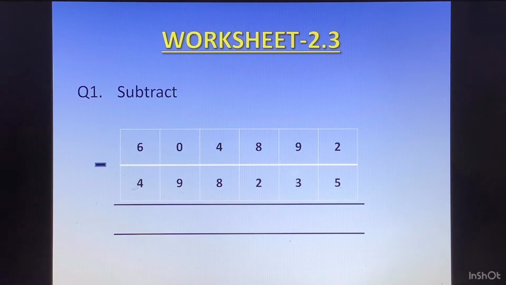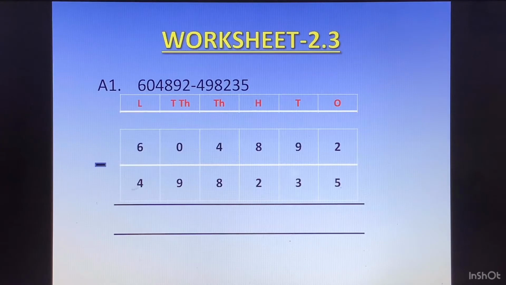First question in the worksheet was 604892 minus 498235. When we start solving it, it is always better to write the place values on top. We will start with the ones place.